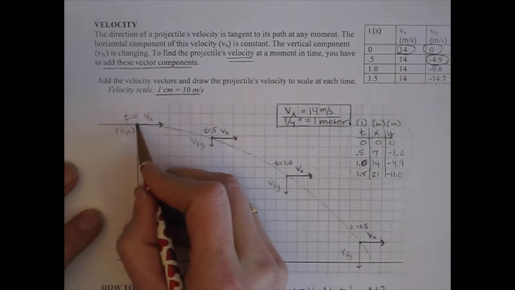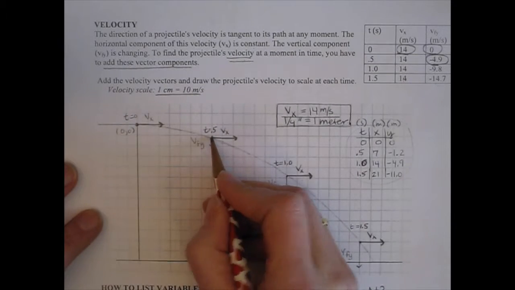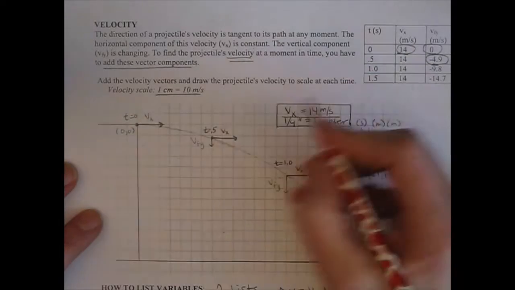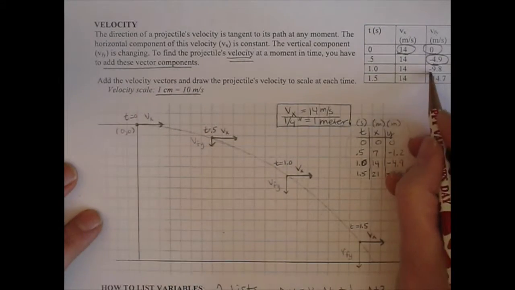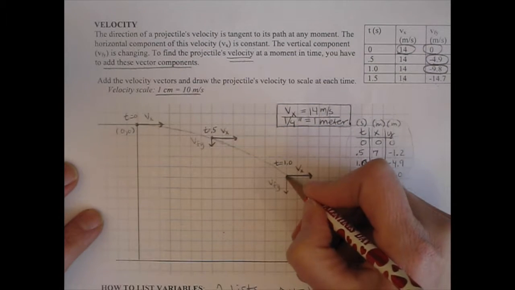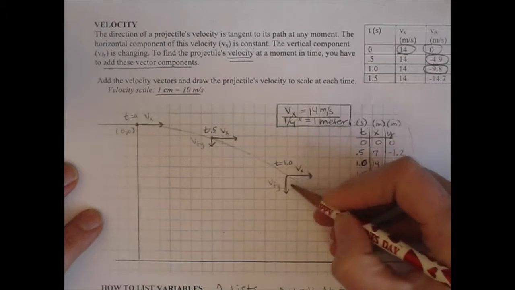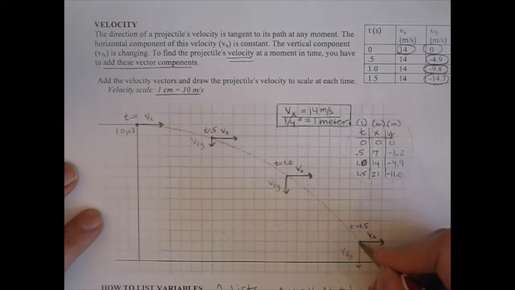So at time 0, there's no vertical velocity, so you don't see an up or a down arrow. At half a second, the vertical velocity is negative 4.9. That's represented by this arrow. At 1 second, the vertical part of the velocity is negative 9.8 meters per second. So notice this is a longer arrow than here. And at 1.5 seconds, the vertical velocity is even larger.